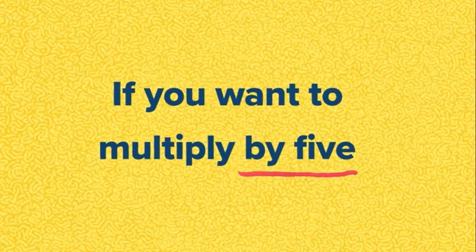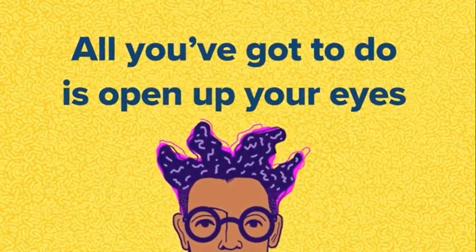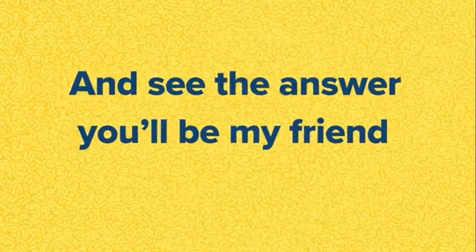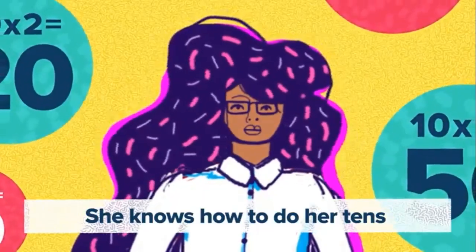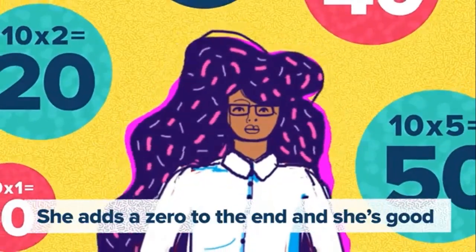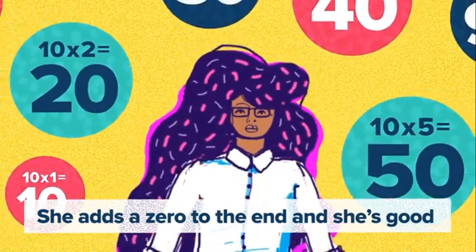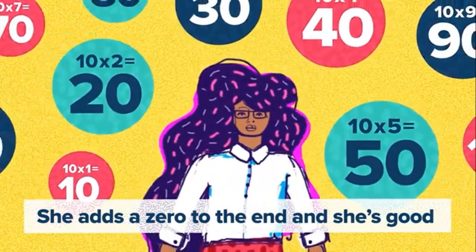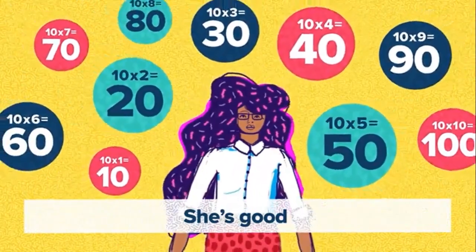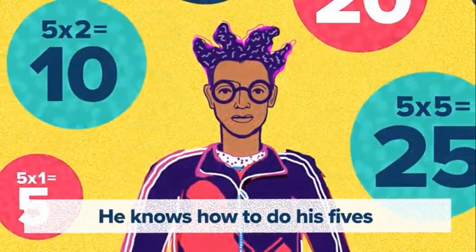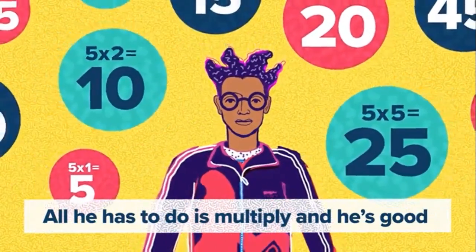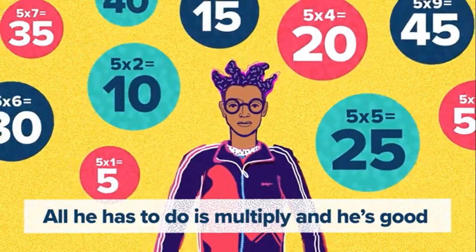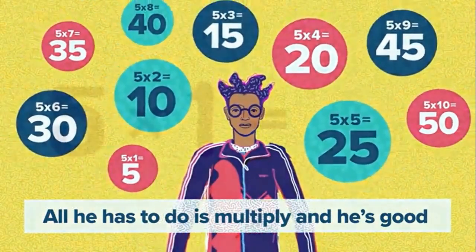If you want to multiply by 5, all you gotta do is open up your eyes and see the answer. It's half when you multiply by 10. She knows how to do a tens. She adds a zero to the end. She's good. He knows how to do his fives. All he has to do is multiply. And he's good.